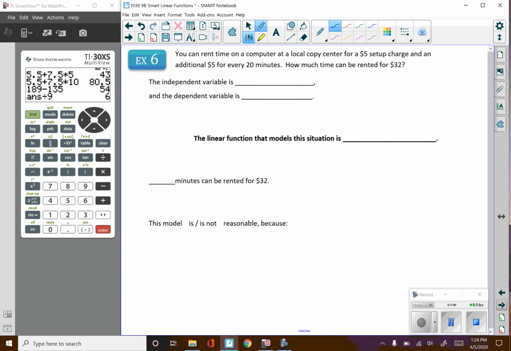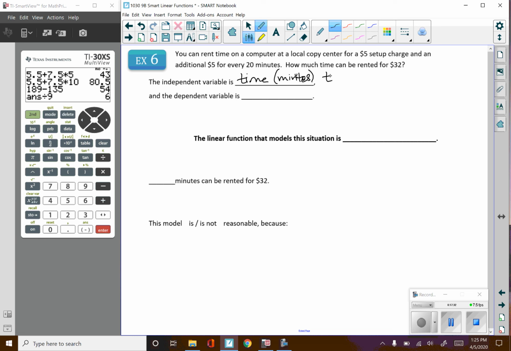All right, example 6. You can rent time on a computer at a local copy center for a $5 setup charge and an additional $5 for every 20 minutes. How much time can you rent for $32? So again, our independent variable here is time, in minutes this time. And we're going to use the variable t for that.